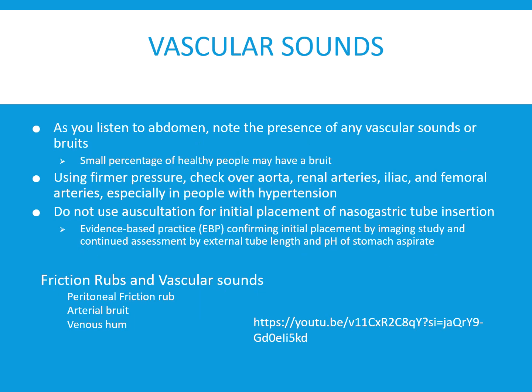Vascular sounds, we're listening for bruits. Okay, so we're going to use firmer pressure with our stethoscope, and place it in all the areas of the vascular sounds, and we're going to listen for bruits. You may hear rubs too, so we're listening for this peritoneal friction rub, but mainly we're listening for hums and bruits over these arteries.